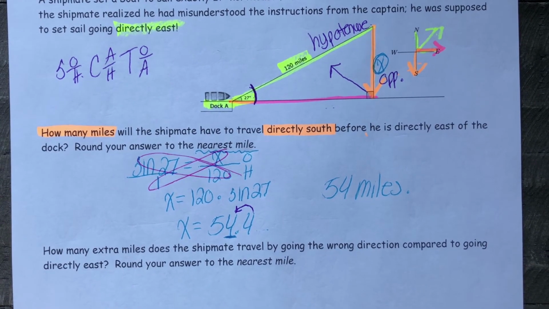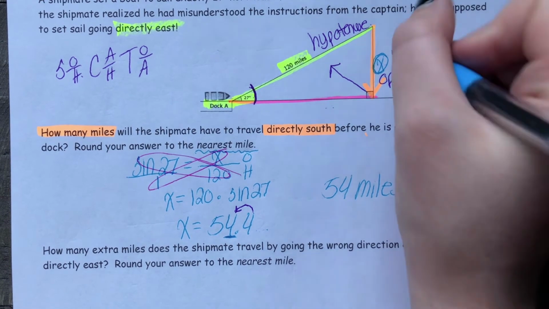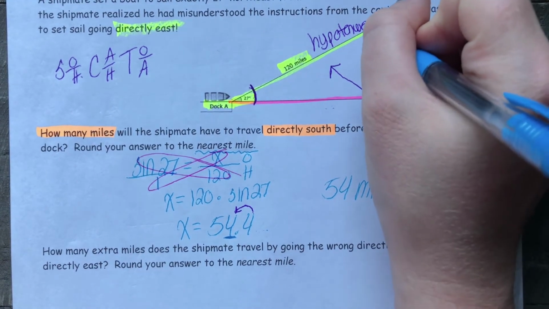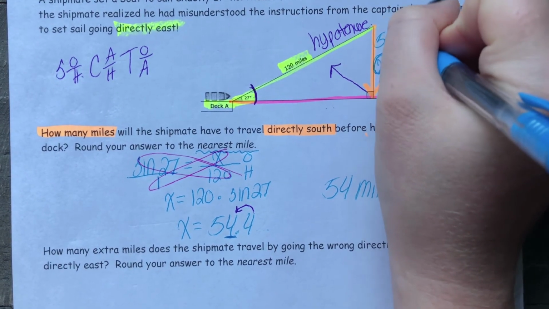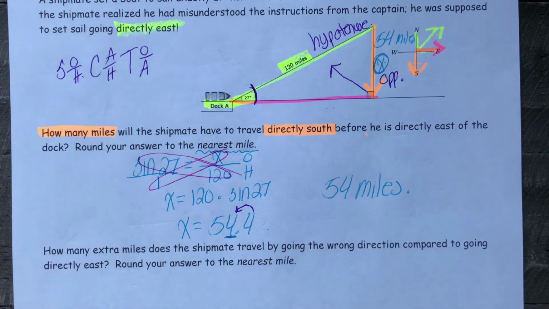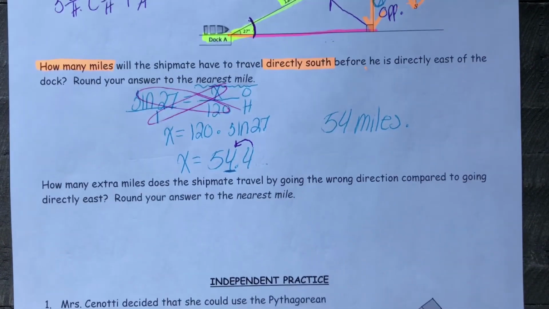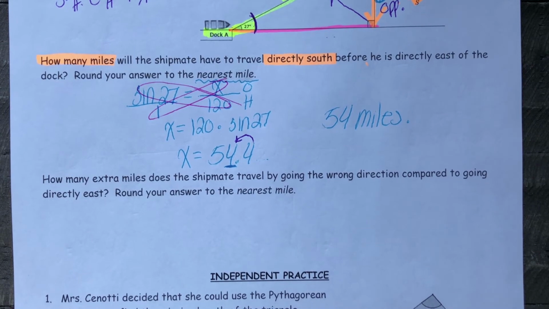Now that I got that answer, I want to plug it back into my diagram here. So I know that x is 54 miles. Boom. All right, and then the second part says, how many extra miles did the shipmate travel by going the wrong direction compared to going directly east?